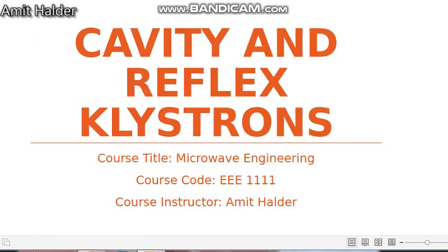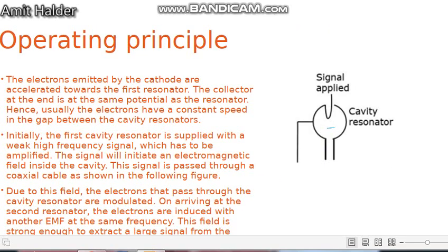So how does the cavity resonator operate? The operating principle of a cavity resonator is that the electrons emitted by the cathode are accelerated towards the first resonator, and the collector at the end is at the same potential as the resonator. Hence, usually the electrons have a constant speed in the gap between the cavity resonators. Initially, the first cavity resonator is supplied with a weak high frequency signal. That is the part of the signal field, and due to this field, the electrons that pass through the cavity resonator are modulated.